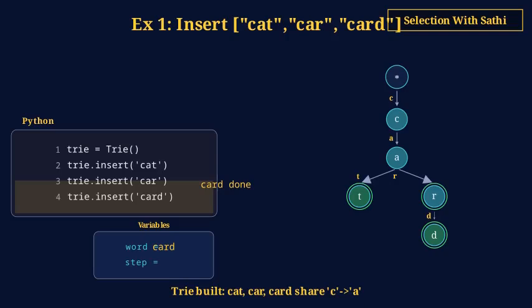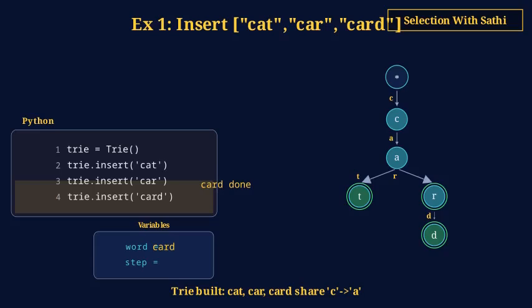Move to A, T is not a child, create it. Mark T as end. Prefix counts: C is 1, A is 1, T is 1. Insert car. Start at root.